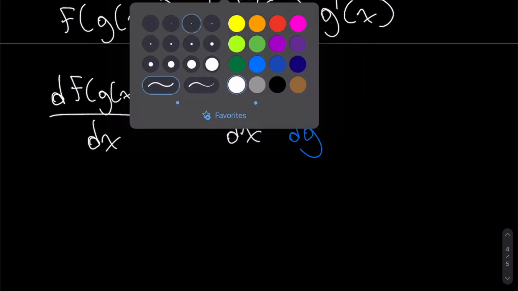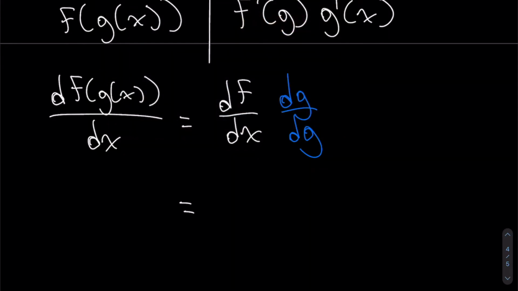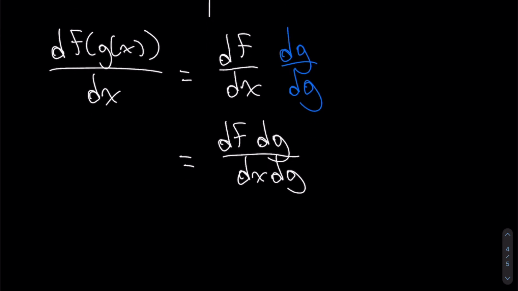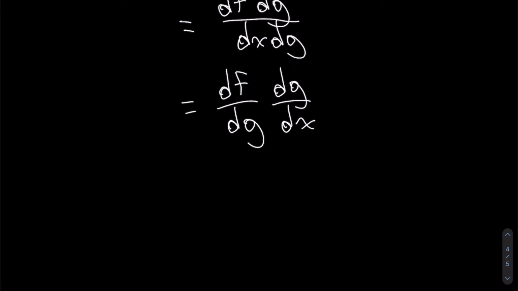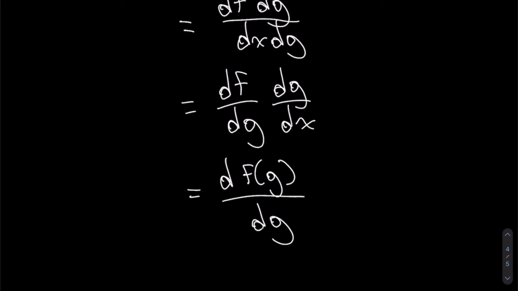And if I just switch these terms around, so this is, first of all, df dg by dx dg, I can just switch these terms around to show that this is the same as df by dg times dg by dx. And since f is a function of g, then this becomes very easy to do. Take the derivative of f with respect to g, and then take the derivative of g with respect to x.